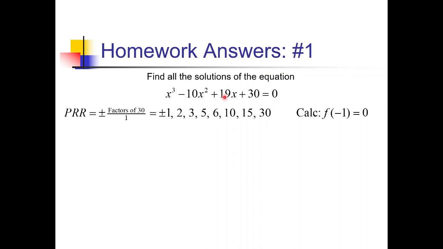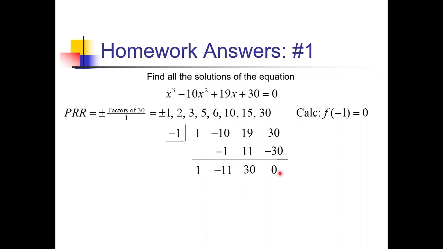So let me write the coefficients of my polynomial. We have a 1 for the x cubed, and then negative 10, 19, and 30. And then negative 1, again, that is our k value that we're plugging in. So let me draw my line here and bring down my first coefficient of 1. Negative 1 times 1 is negative 1, plus negative 10 is negative 11, times negative 1 is 11. And then we've got 19 and 11 gives us 30. Negative 1 times that is negative 30. And then that adds up to 0, which is good because it should, right? Because if you get a 0 this way, you should get a 0 with the remainder as well.